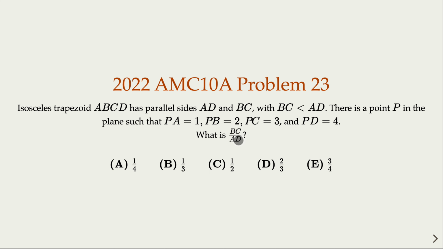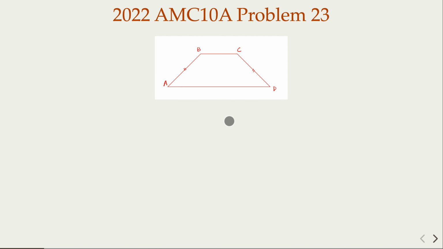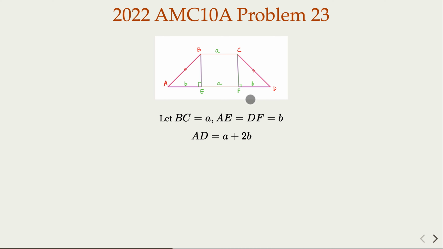Of course, no diagram is provided, but you probably want to draw one. Here, isosceles means if you have a vertical line here, this is going to be a congruent triangle because it's parallel, right? So these two triangles, ABE and DCF, are congruent, so AE would equal DF. So assume the length is a and b, right? So here AD would be a plus 2b because this is symmetrical here, right? So this is what we get.